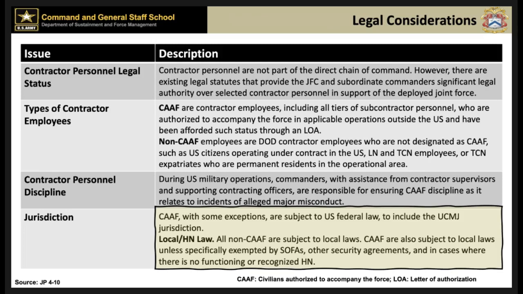In any case, before commanders determine if disciplinary actions are necessary for CAF, they should first talk with their SJA and the government contract oversight team.